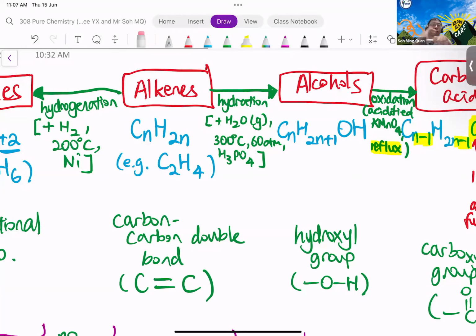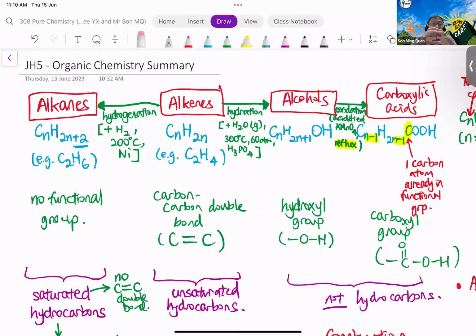So these are the 3 conversions that you should immediately know how to do if you understood organic chem. And this is what I mean by understanding and applying. This is not in the textbook. But if you are able to summarize and write out these 3 conversions, this means you have understood organic chem. Okay, so we have seen 3 different types of conversions: between alkenes and alcohols, alkenes and alkanes, and finally alcohols and carboxylic acids.